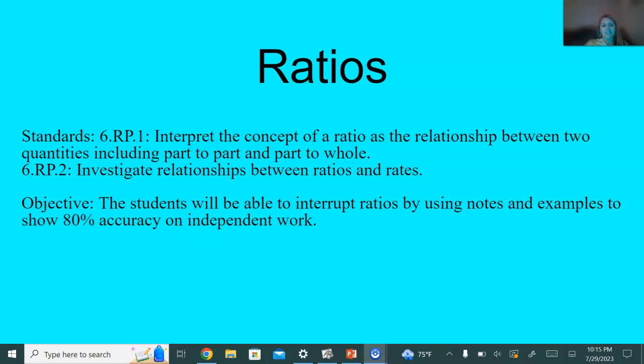So you can see that the standard is posted. We are really going to focus on what a ratio is and get the basics today. We'll get more into rates and the comparison part of part to part and part to whole later on. You can also see the objective on the screen.